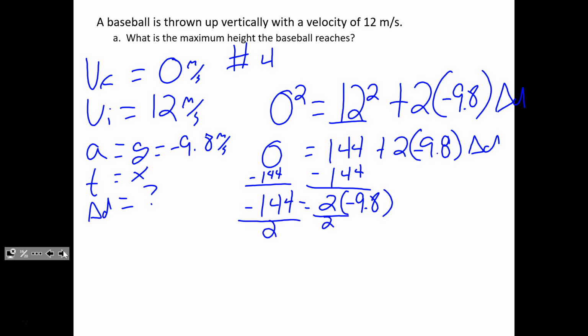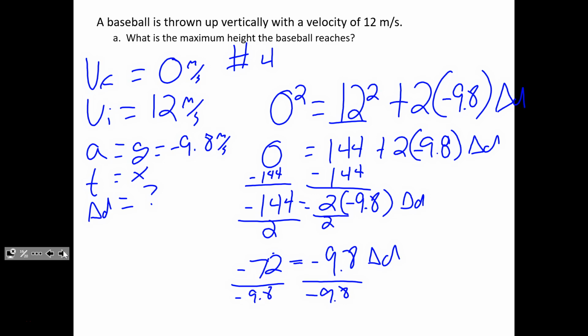From there, divide by 2. Divide by 2. 144 divided by 2 is going to be, let me do this in the calculator just to make sure. I think it is 77. No, 72, excuse me. All right, 72 is equal to, don't forget that negative 9.8 delta D times delta D. From there, you need to divide both sides by negative 9.8. And then from there, we get a delta D of 7.34 meters.